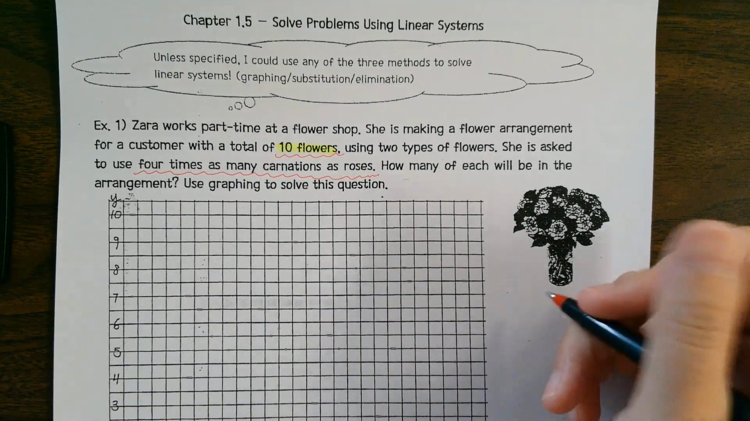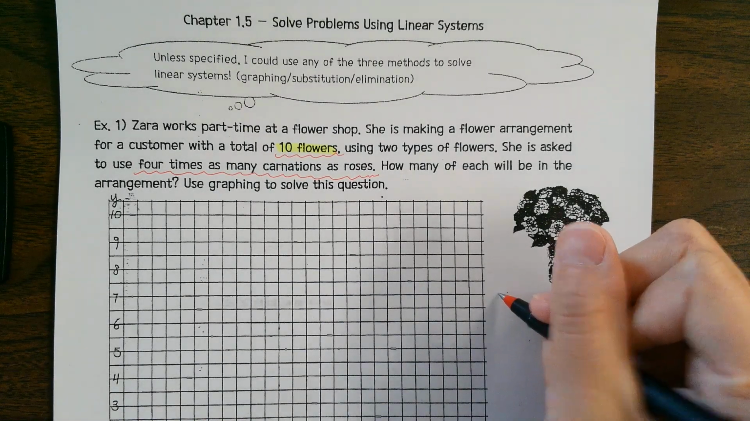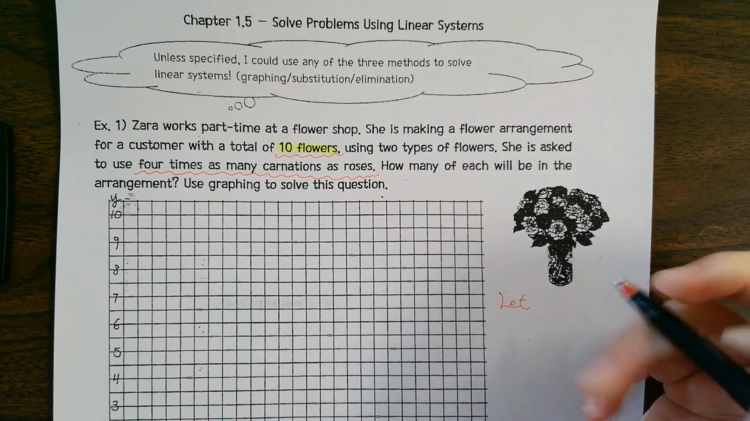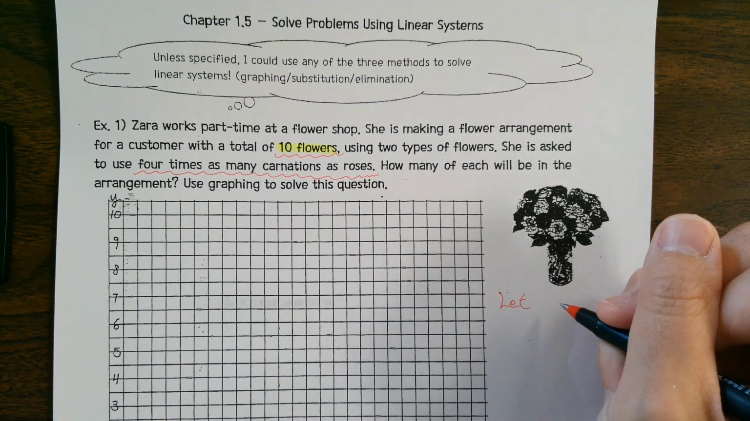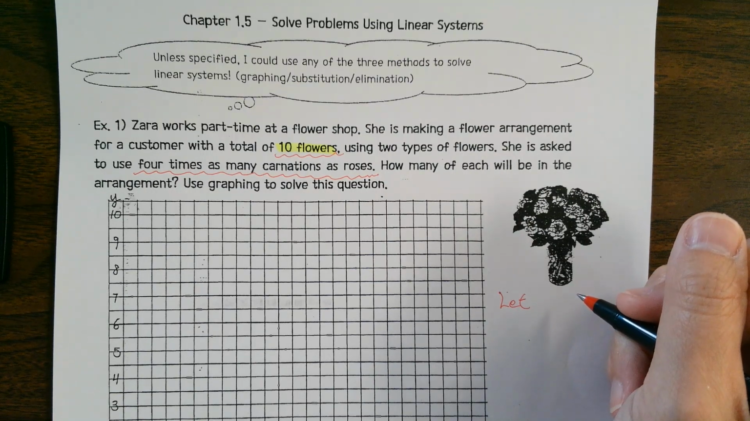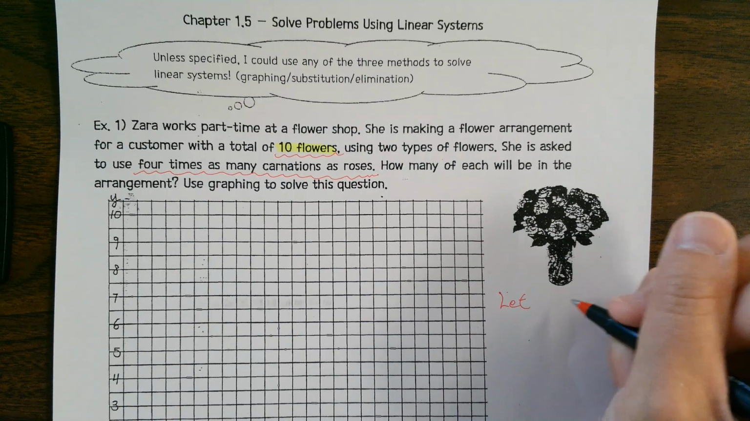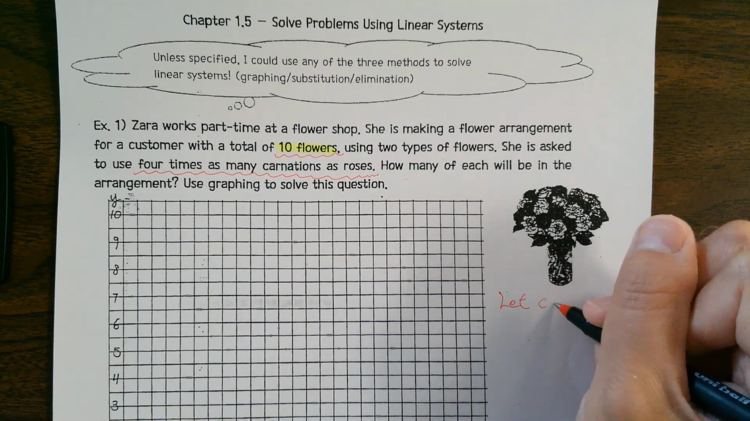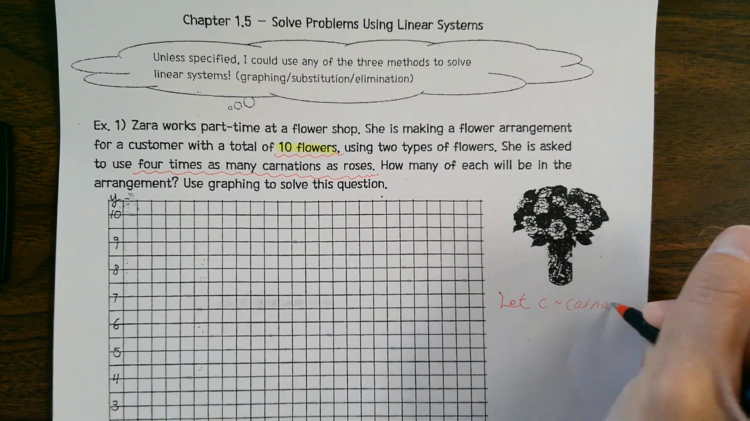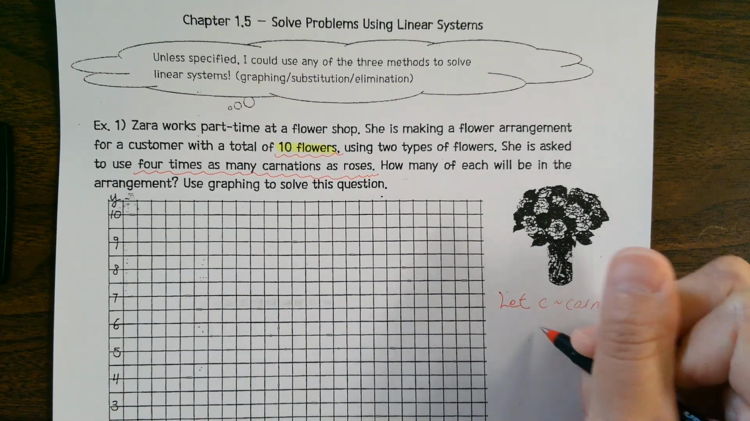Before I start the equation, what do I need to do? Before I create any type of equation? Let statement. I have to define my variables. So let. What letter do you think makes sense for this situation? You could use C for carnation and R for roses. Yeah, C for carnations and R for roses.